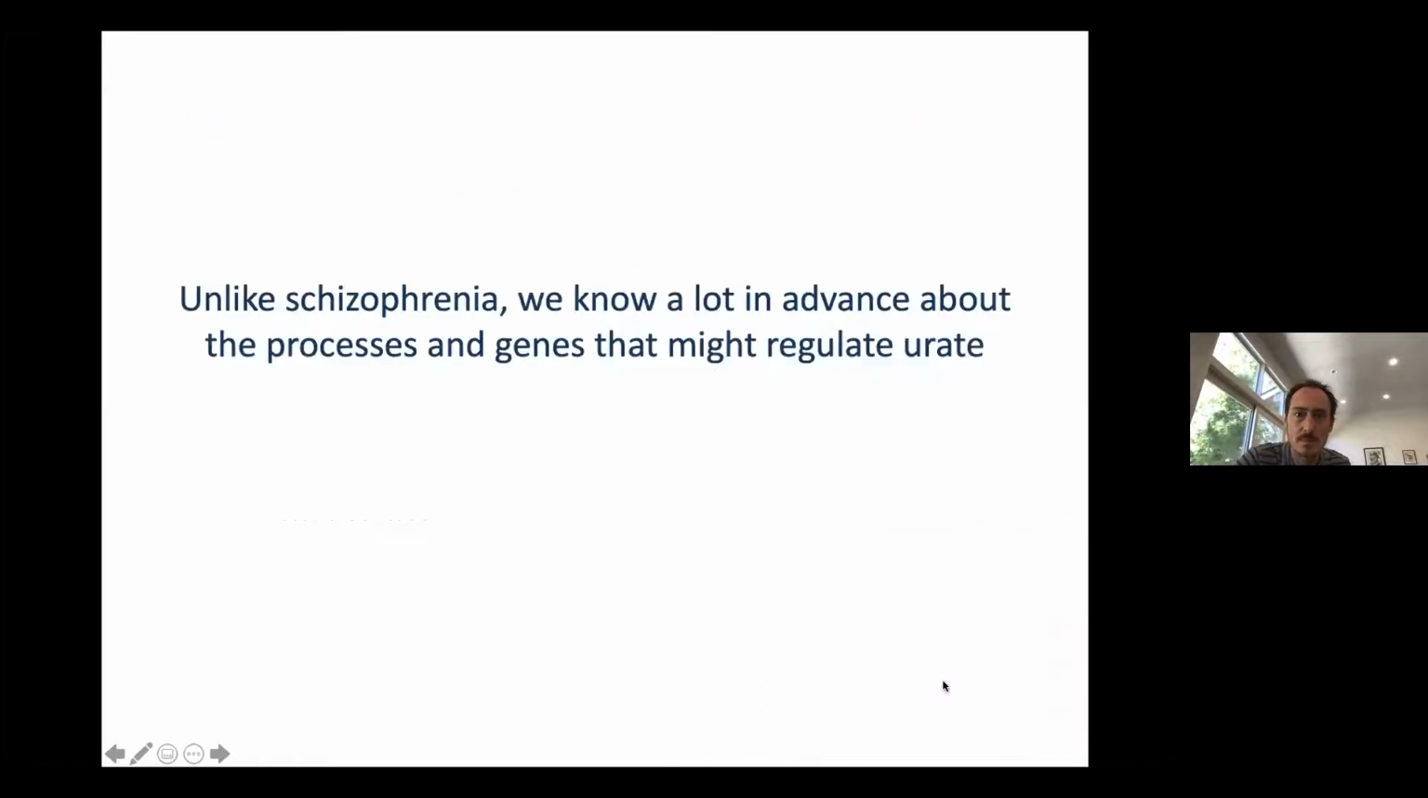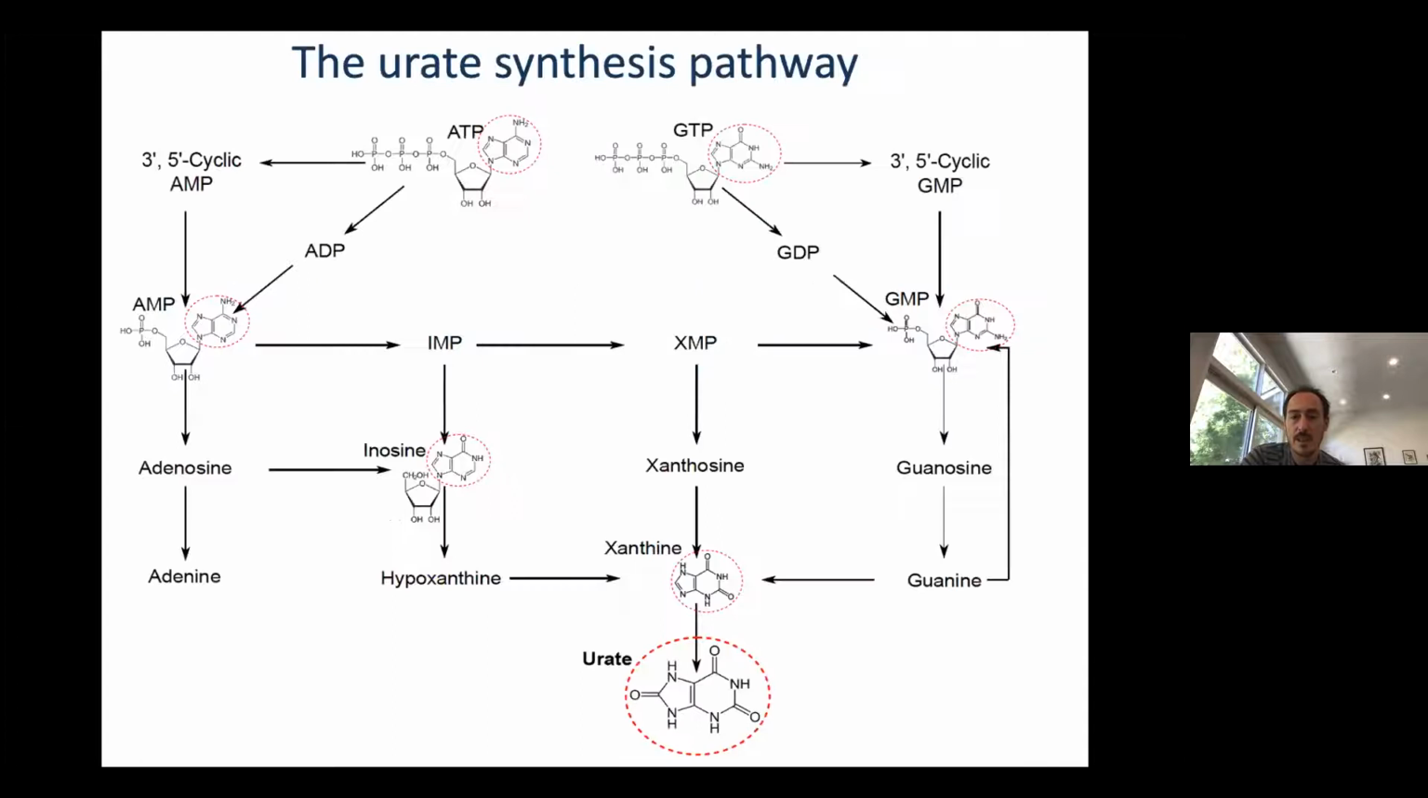wonderful work on this. So, as I mentioned a moment ago, unlike schizophrenia or probably most other diseases, we know a great deal in advance about the processes that might regulate urate. For example, we know in great detail what the urate synthesis pathway is. This is shown here, the biochemical synthesis pathway. And everywhere that there's an arrow on this pathway, we know what the enzymes are that are catalyzing these transitions. So these are obvious candidate genes that we might expect could potentially be involved in urate levels.